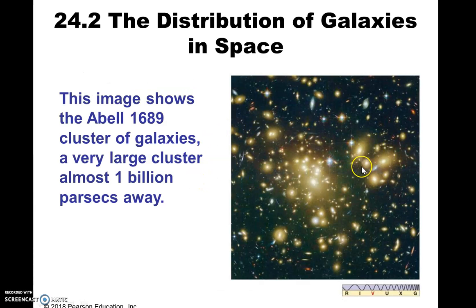Here's another cluster of galaxies. This one is about 1 billion parsecs away. And then there are many other clusters out there. There's the Hercules cluster. A lot of them are just named for what constellation they're in. Some of them have more interesting names that reflect the person that first discovered that cluster.